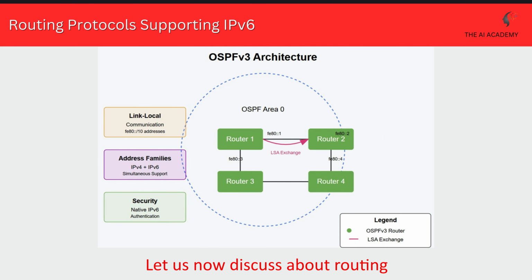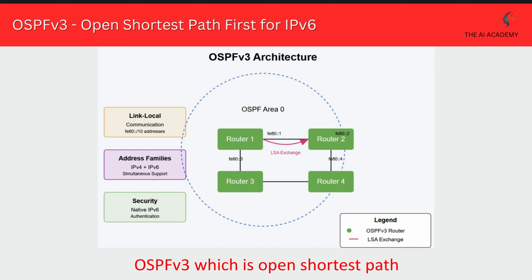Let us now discuss routing protocols supporting IPv6. Several protocols have been adapted or designed specifically for IPv6, ensuring compatibility and optimization for modern networks, such as OSPFv3, which is Open Shortest Path First for IPv6. It is an updated version of OSPF designed to support IPv6. It uses the same link-state principles as OSPFv2 but separates address families for IPv4 and IPv6.